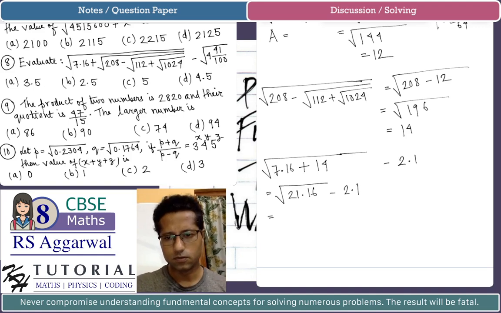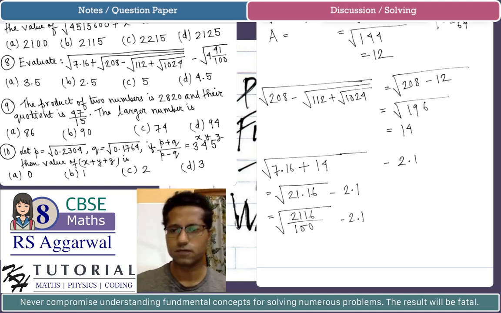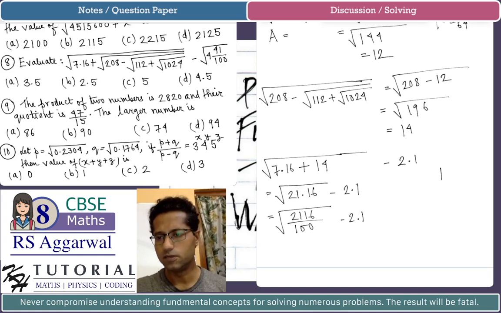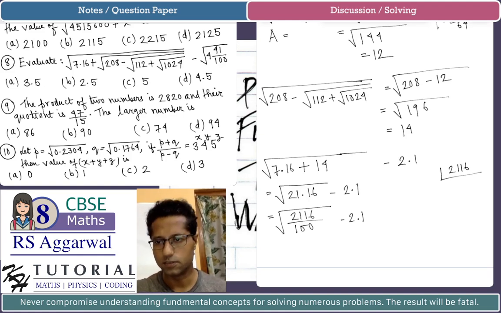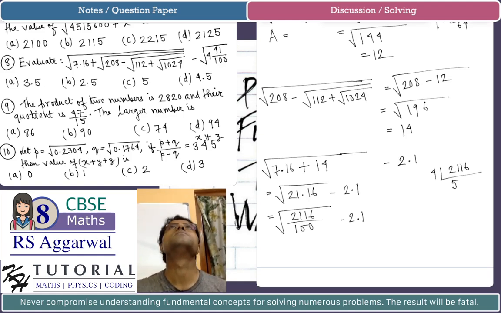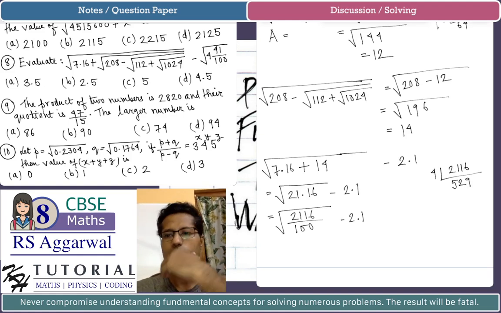Now 21.16 is 2116 divided by 100. Somehow I think that 2116 will be a perfect square number. Let's see if it is or not. Will 2116 divide by 4? I think so. Let's see. It gives 529.